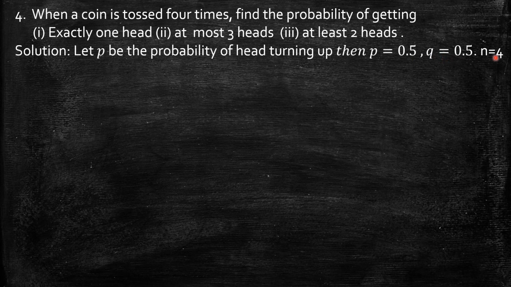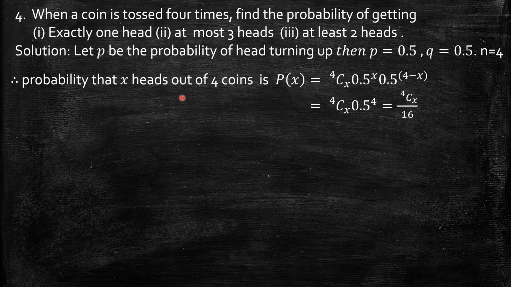So the total number of trials n is 4. So I can have the probability of x heads out of 4 coins, that is the probability function here is P of x equal to 4Cx 0.5 power x into 0.5 power 4 minus x. So the bases are same. So by the indices law, a power m into a power n is a power m plus n, which gives 0.5 power x plus 4 minus x, that is 0.5 power 4, 1 by 2 power 4, so that is 4Cx by 16. So once we get the probability function, now I can solve the probability in each case.